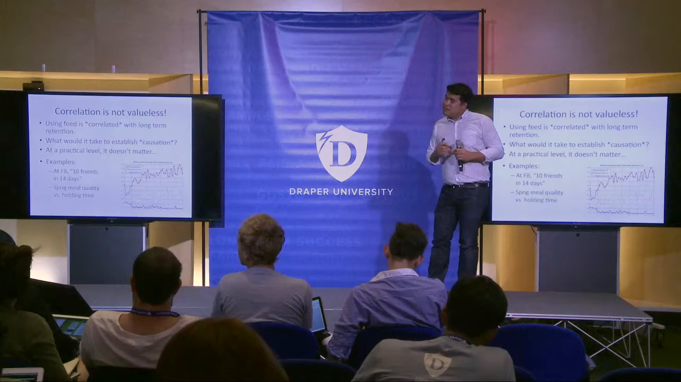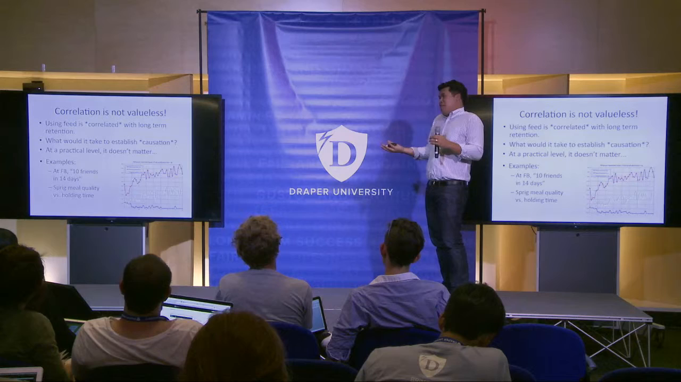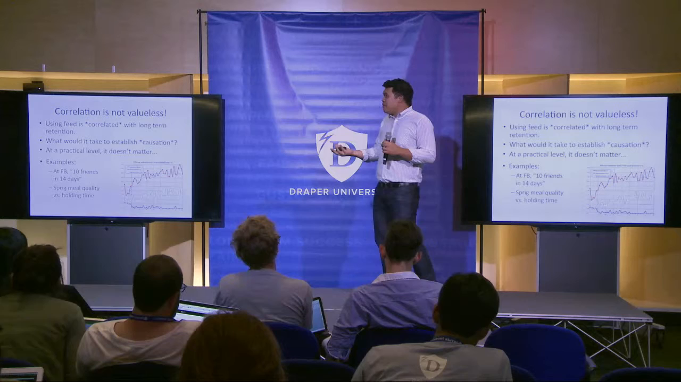Right, you'd have to literally not show them feed. You'd have to say, okay, these users get Facebook with no feed. These users get Facebook with feed. And that's not feasible, because people just think it's broken. So it's not a useful control experiment. And that's kind of what I mean. At some level, it doesn't actually matter.